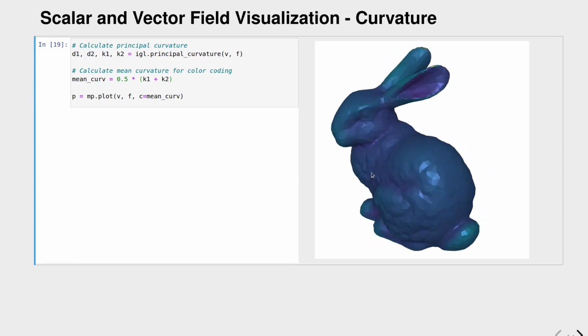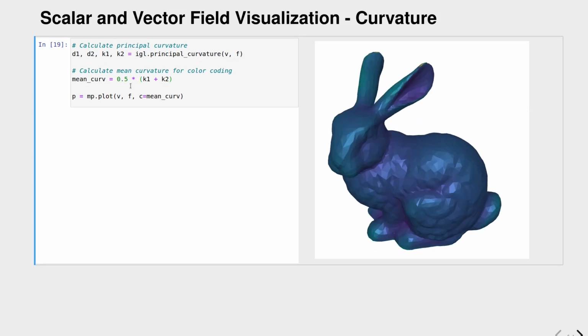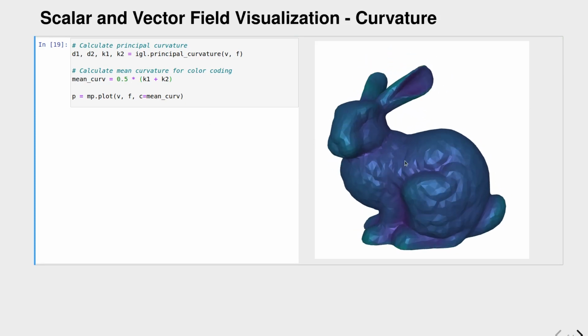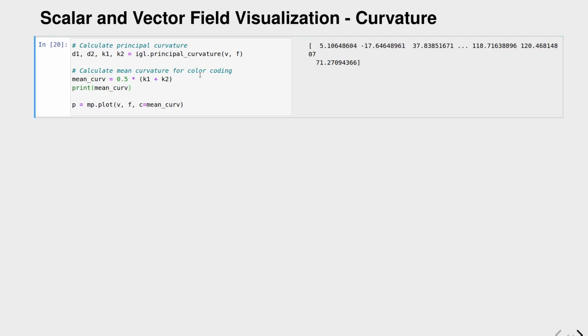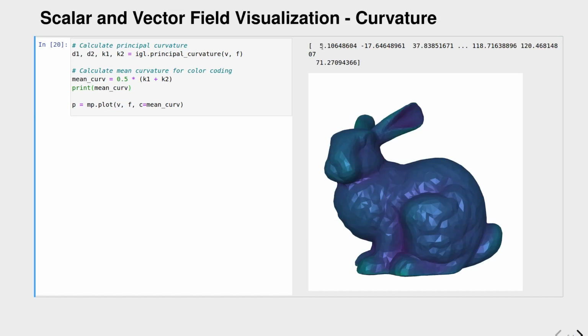So now we have the mean curvature value per vertex, and we show this as color values here as well. We can maybe also just print the mean curvature so that you get an impression what these values are. So these are values between minus 17 or even something smaller and up to 120, and Meshplot automatically normalizes these values here for the color mapping.